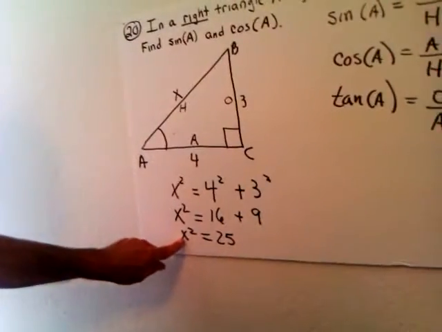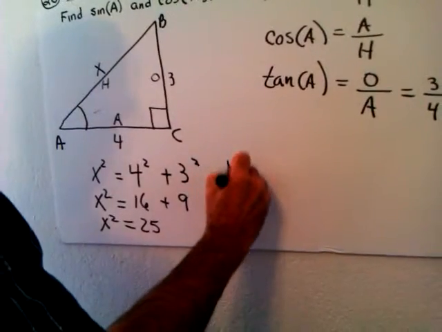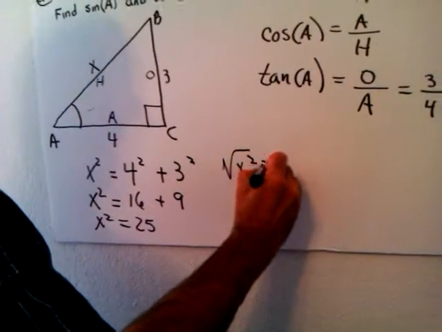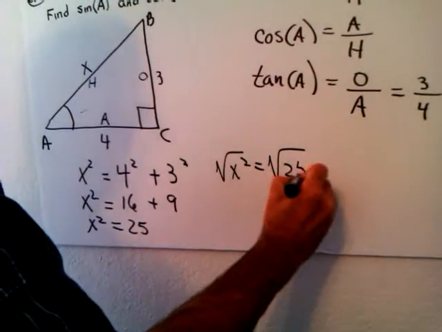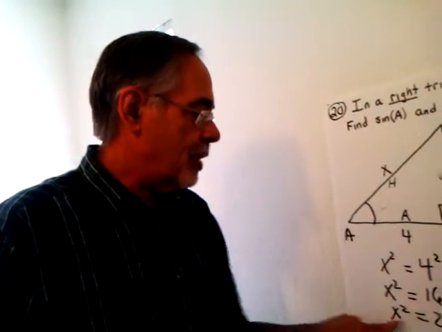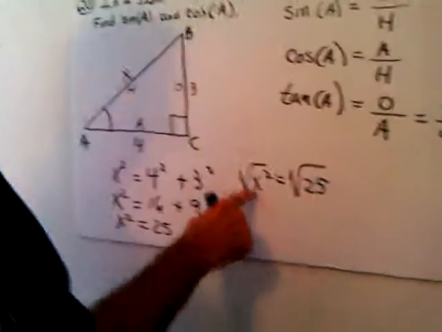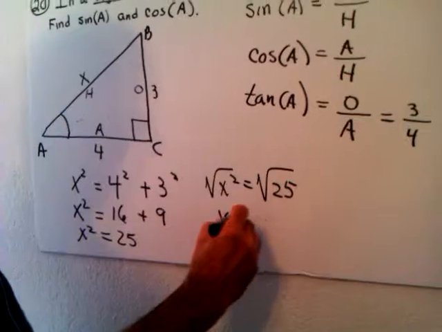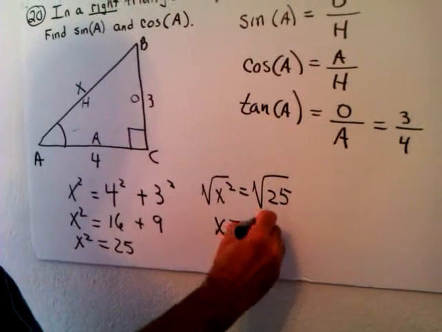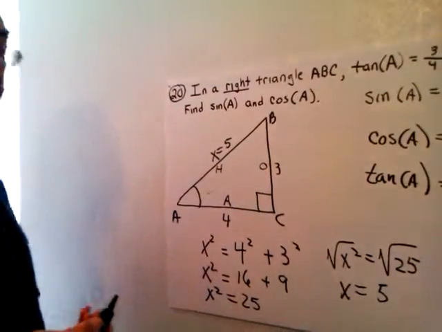In order to solve this, we're going to take the square root of both sides. So the square root of x squared would be equal to the square root of 25. This, of course, taking the square root of both sides, is a standard technique for a very simple little quadratic equation like this. The square root of x squared is x, and the square root of 25 is 5. So that tells us then that the length of the hypotenuse is 5.